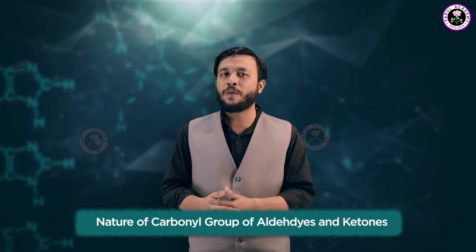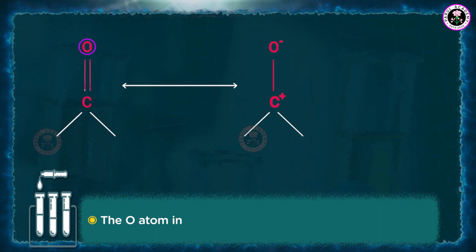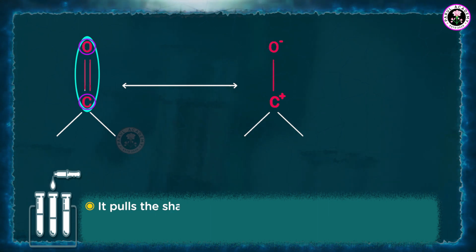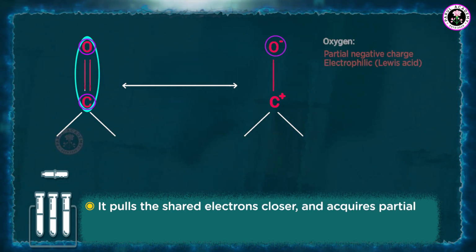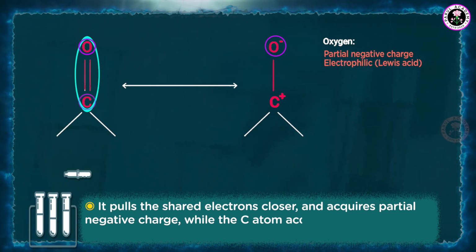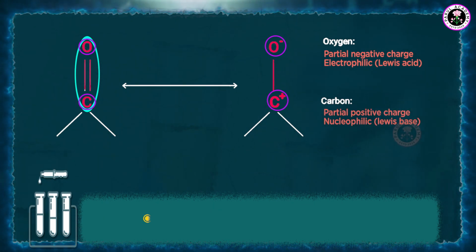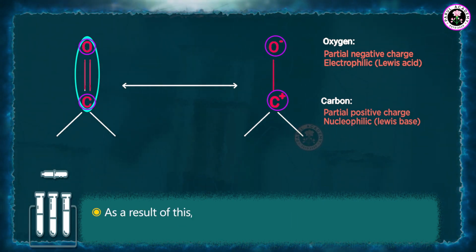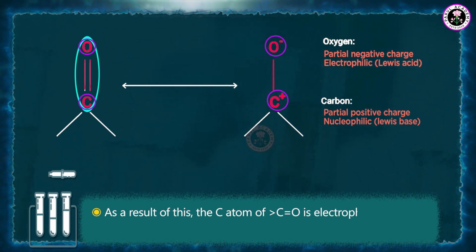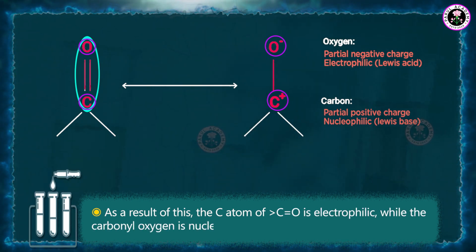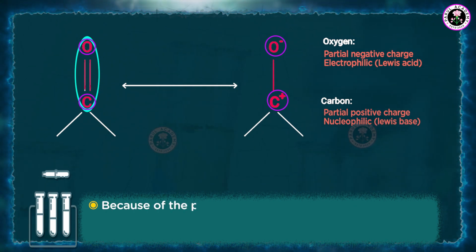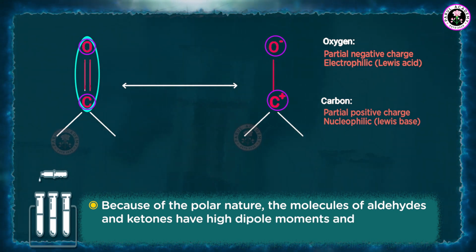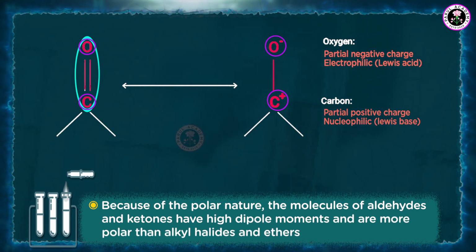Nature of carbonyl group of aldehydes and ketones. The oxygen atom in C double bond O is more electronegative than the carbon atom. It pulls the shared electrons closer and acquires a partial negative charge, while the carbon atom acquires a partial positive charge. Overall, the C double bond O bond is polarized. As a result, the carbon atom of C double bond O is electrophilic, while the carbonyl oxygen is nucleophilic. Because of the polar nature, the molecules of aldehydes and ketones have high dipole moments and are more polar than alkyl halides and ethers.